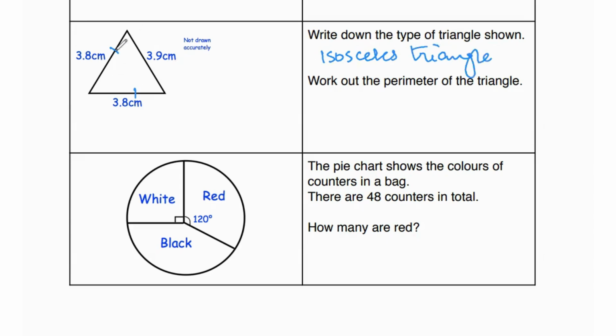And the perimeter would be the boundary of the entire shape. So we add up the lengths, and that gives us 11.5 centimeters.